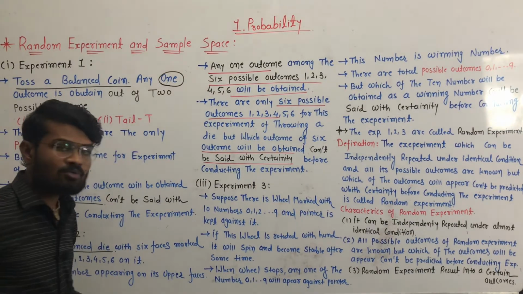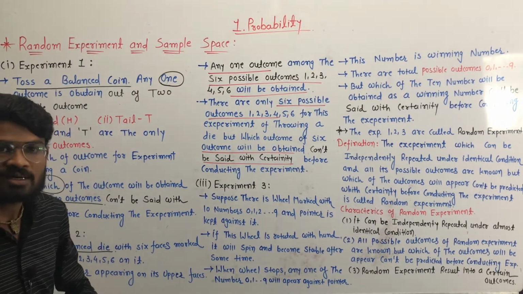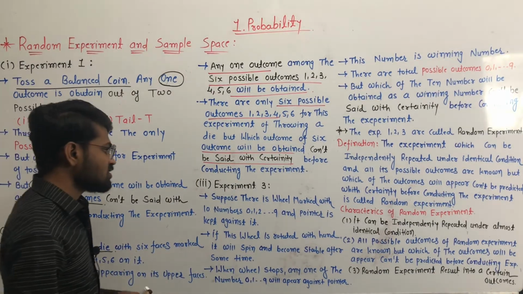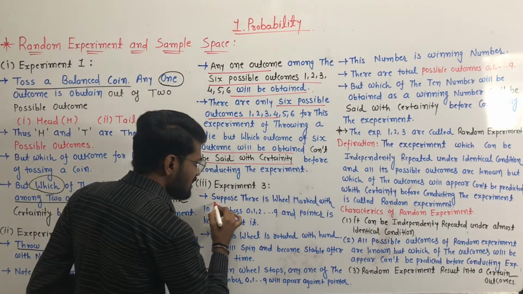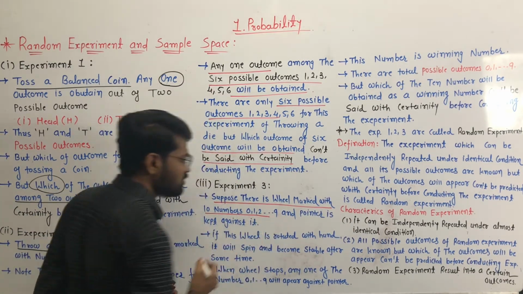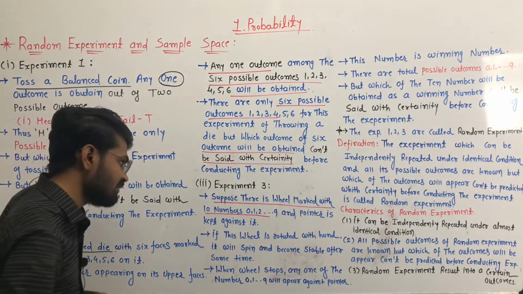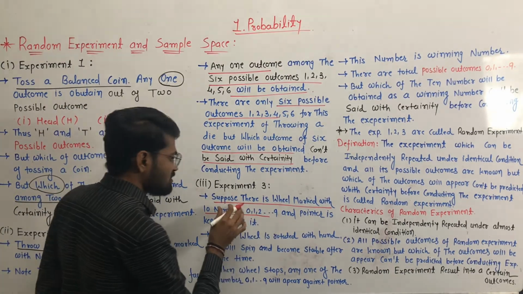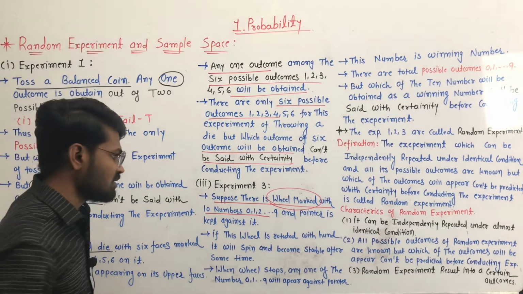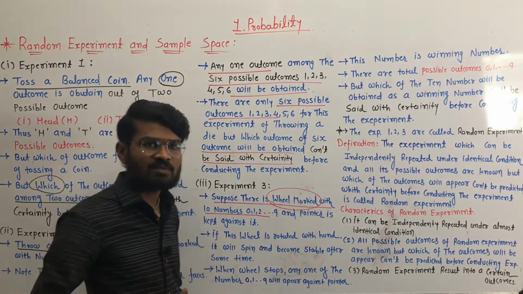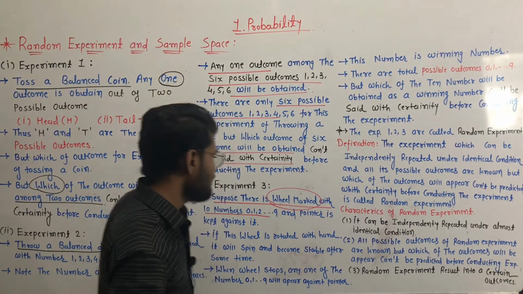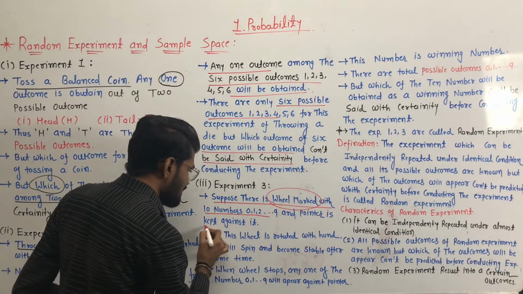Okay, now we are conducting a third experiment, number 3. Suppose there is a wheel marked with the 10 numbers 1, 2, 3 up to 9. Suppose there is a wheel marked with 10 numbers, and a pointer is kept against it.